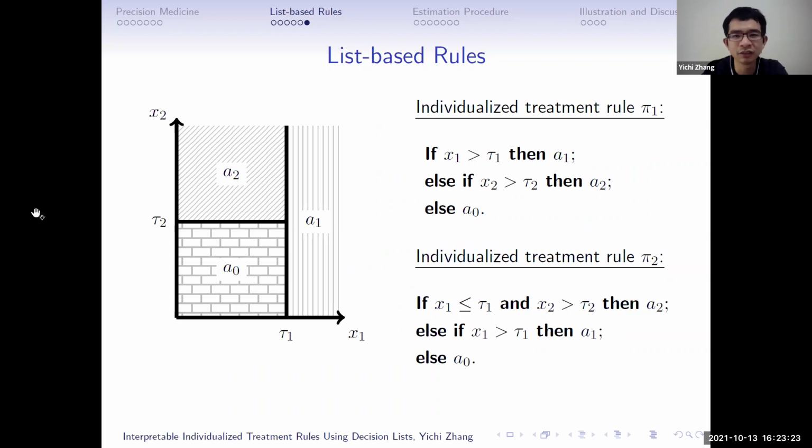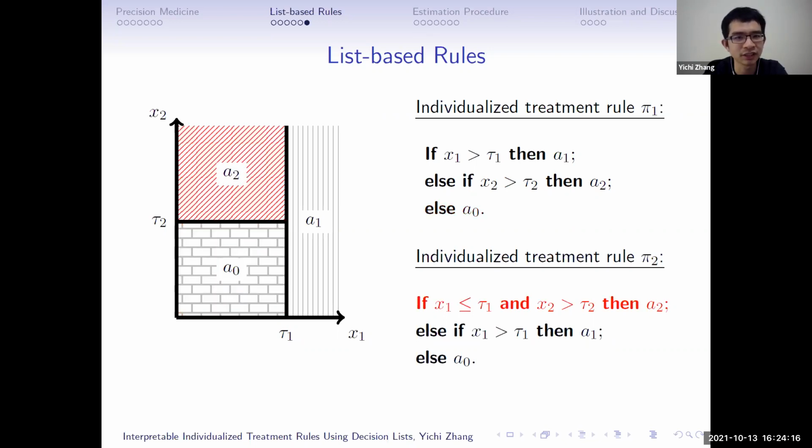And there is one little issue with this kind of rules in terms of uniqueness. It is possible that there are two individualized treatment rules that actually reduce to the same recommendation, but they can be formulated in two different forms. For example, in this figure, we could either say that we first recommend A1 to all the patients with X1 being greater than tau 1. And then we move to this rectangle, which is for the rest of patients, we recommend A2 to patients with X2 being greater than tau 2. And then we move to the bottom left rectangle. For all other patients, we recommend A0.